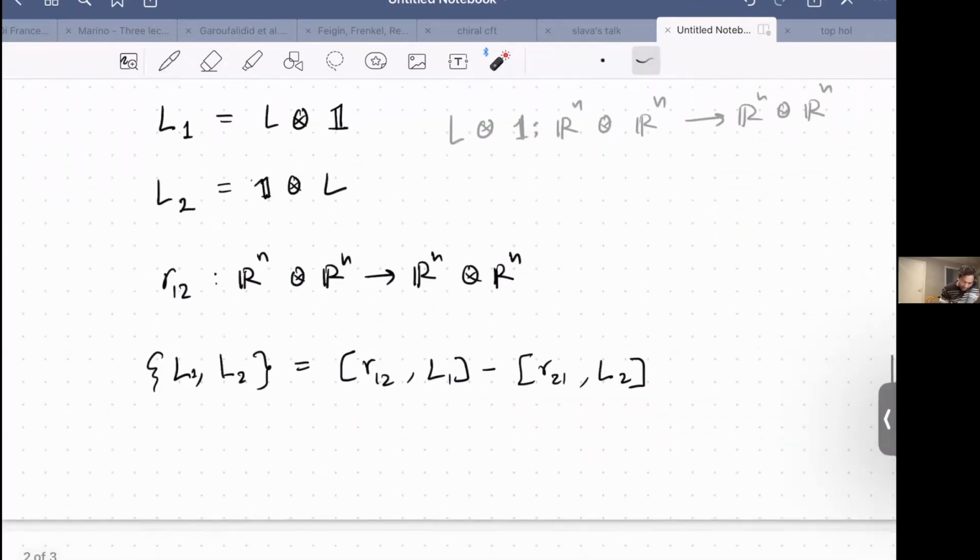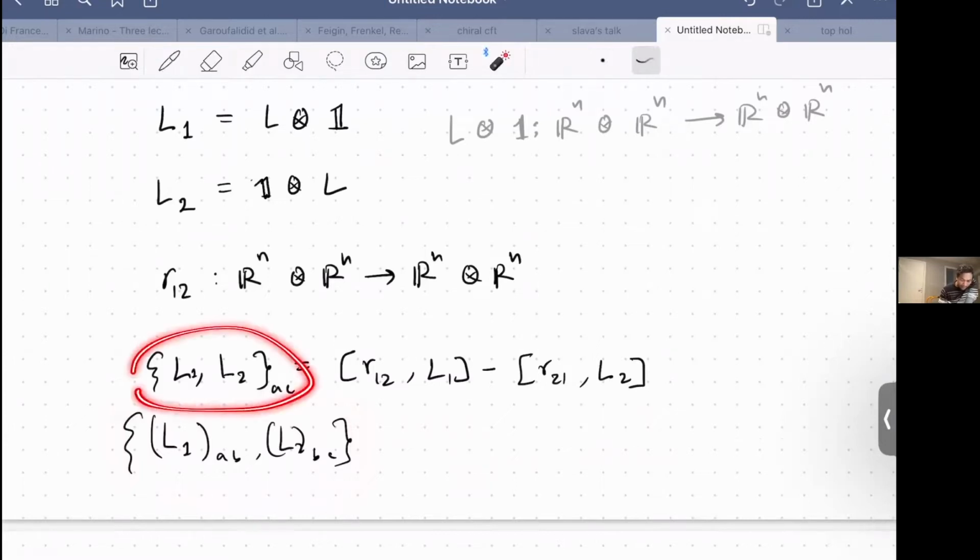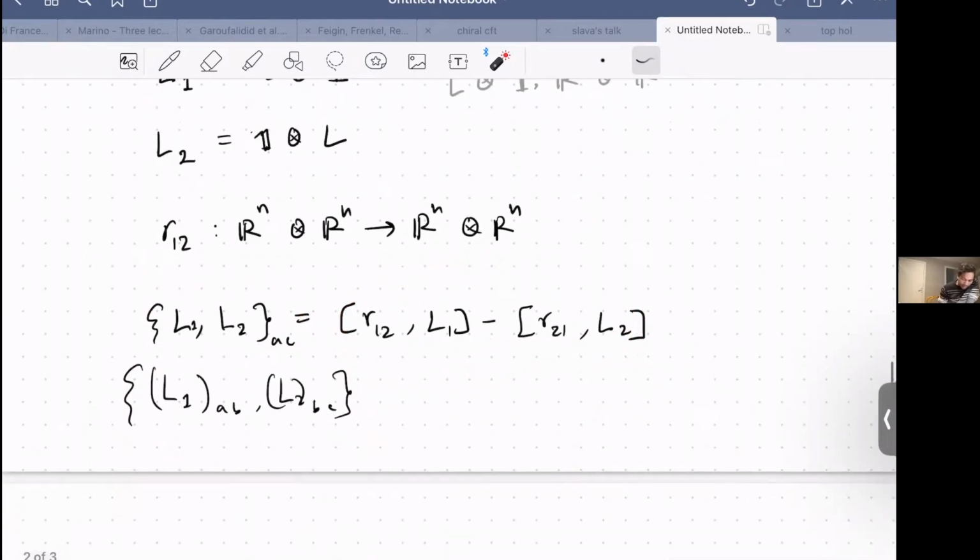By the Poisson bracket, we simply mean that, so take L1 AB, L2 BC, sum over B. And then this will be the AC component of this matrix. And here you get a matrix because you're just using matrix multiplication. So this is how you interpret this equation.